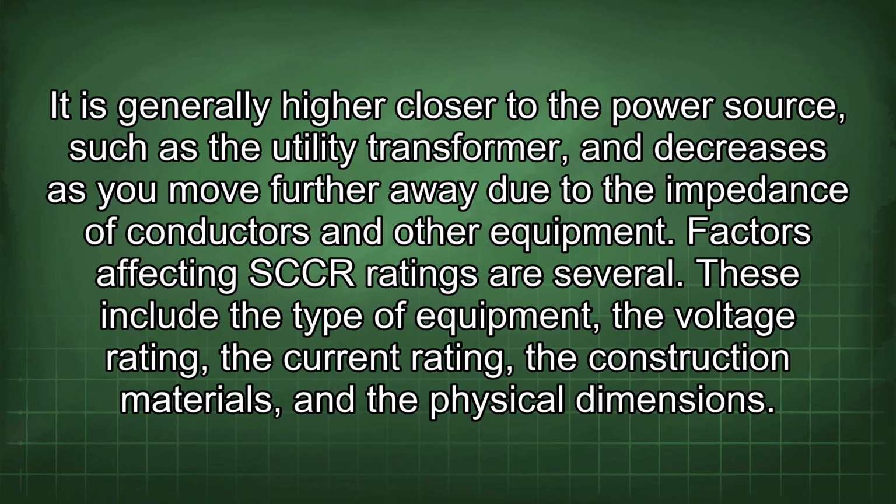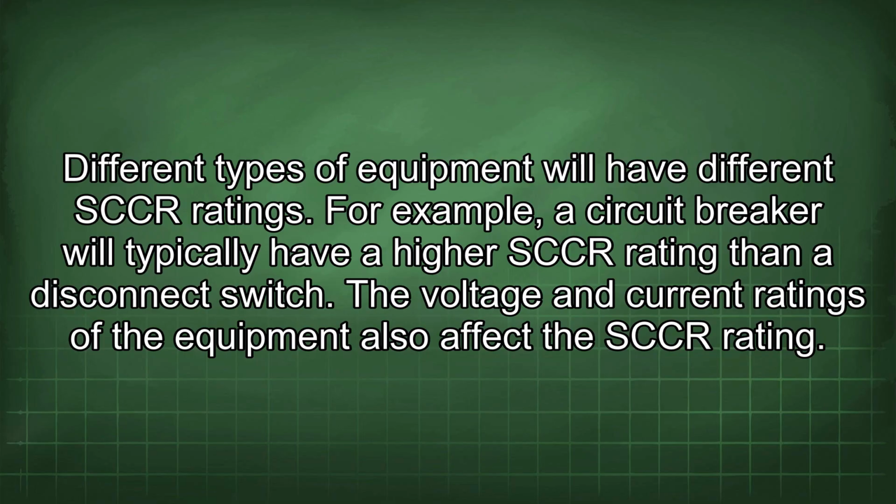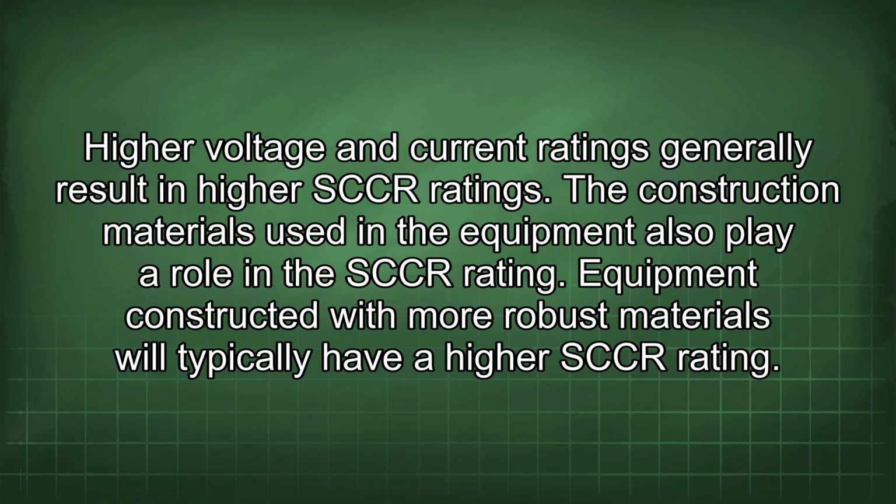Factors affecting SCCR ratings are several. These include the type of equipment, the voltage rating, the current rating, the construction materials, and the physical dimensions. Different types of equipment will have different SCCR ratings. For example, a circuit breaker will typically have a higher SCCR rating than a disconnect switch. The voltage and current ratings of the equipment also affect the SCCR rating. Higher voltage and current ratings generally result in higher SCCR ratings.